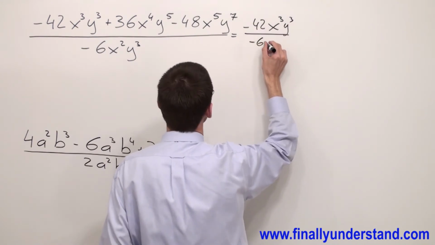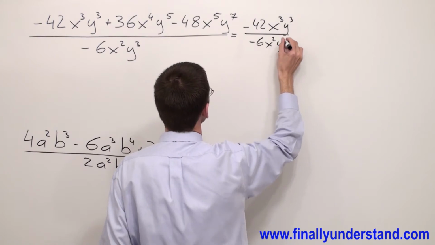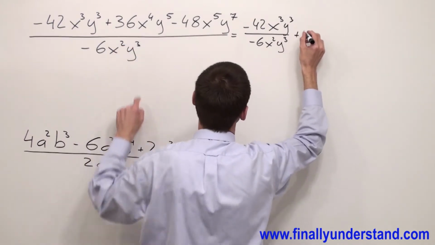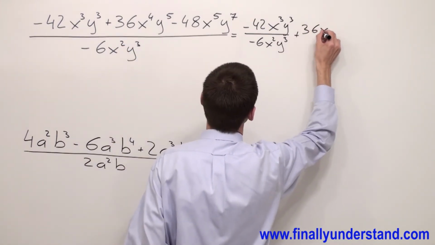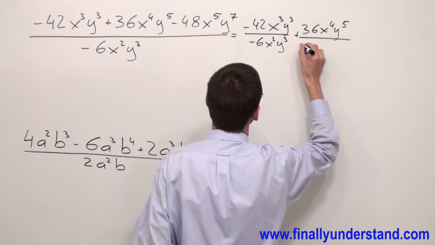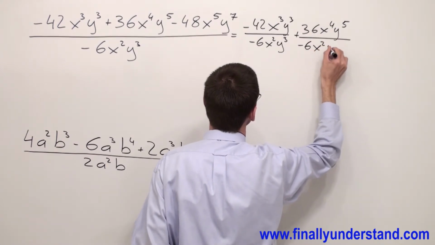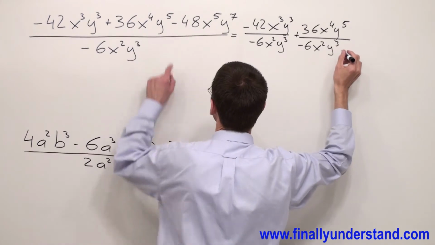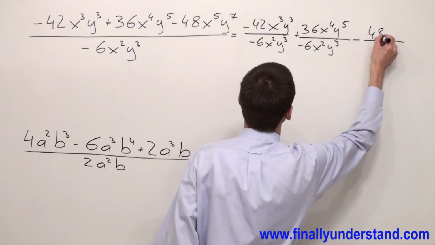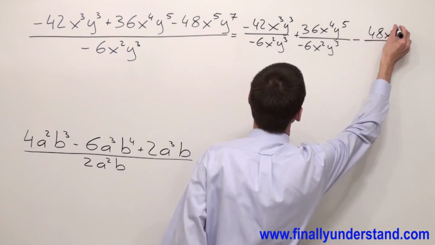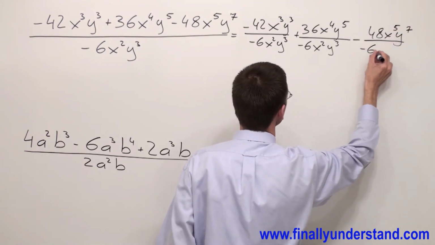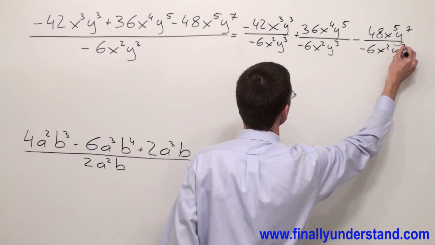minus 6 x to the second power y to the third plus 36 x to the fourth y to the fifth over negative 6 x to the second y to the third minus 48 x to the fifth y to the seventh over negative 6 x to the second y to the third.